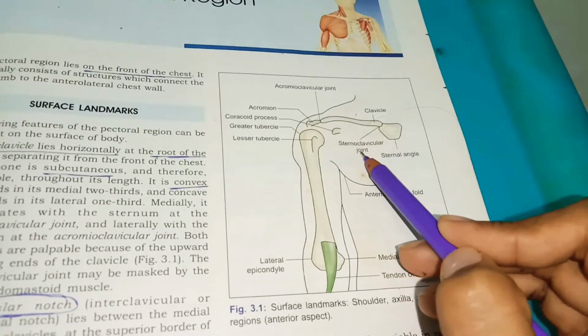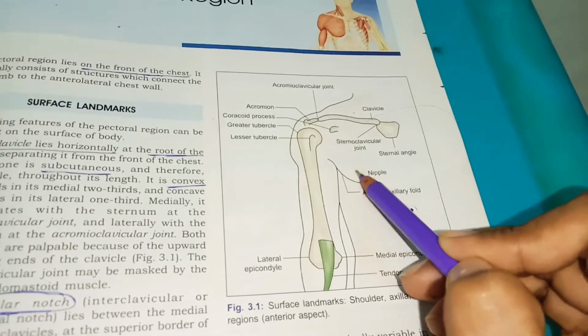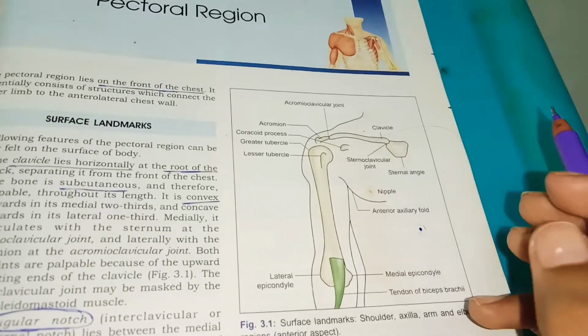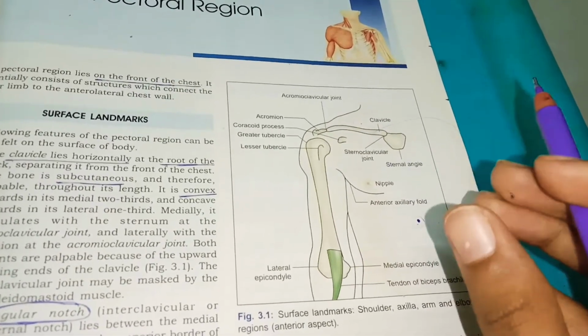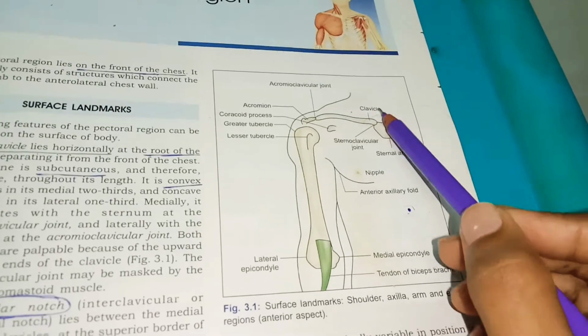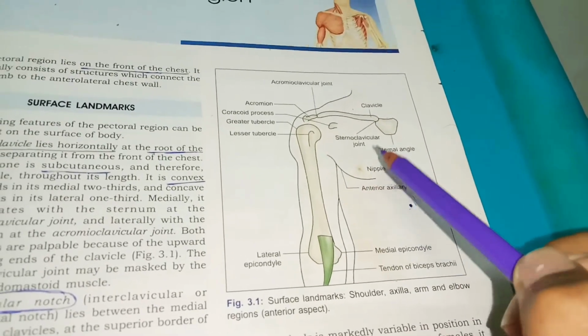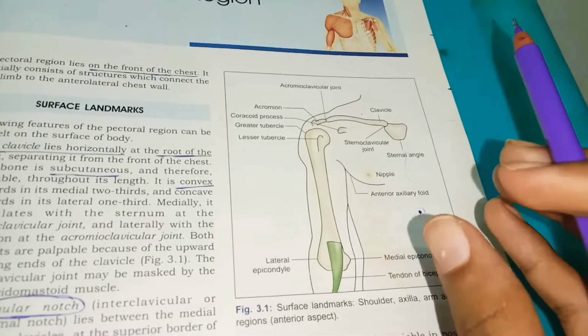For example, this is the mid-clavicular line. Just medial to it you will have the nipple, in the 4th intercostal space. And it's 10 centimeters from the mid-sternal line. Mid-sternal line means if you draw a line like this over the sternum, just 10 centimeters from it you will have the nipple.